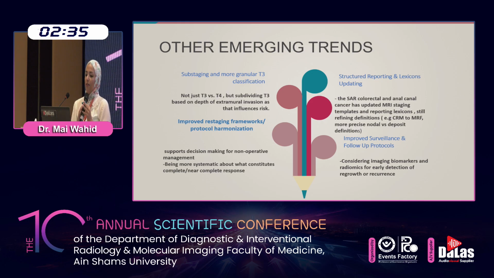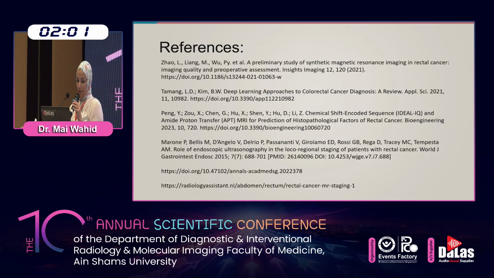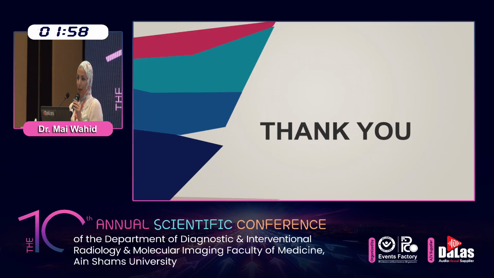Other emerging trends, we have substaging and more granular T3 classification, like not just T3 versus T4, but subdividing the T3 based on depth of invasion as that influences risk. We have improved restaging frameworks and protocol harmonization, and we have structured reporting and lexicons updating, like the Society of Abdominal Radiology's Anal Canal and Rectal Cancer group has updated MRI staging templates and reporting lexicons and is still refining definitions. And lastly, we have improved surveillance and follow-up protocols for early detection of regrowth or recurrence. Those are the references. Thank you.